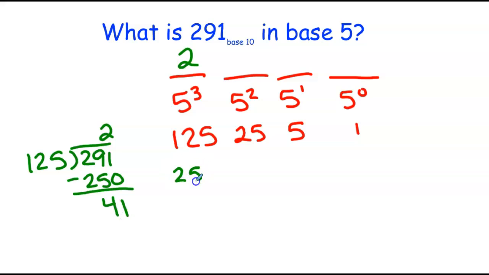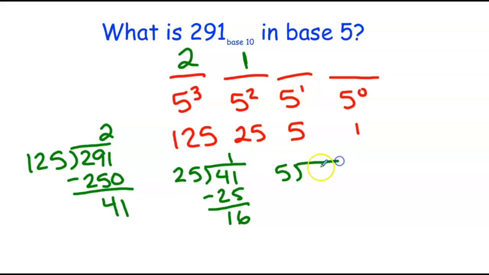How many 25s go into that 41? Well, it goes in one time, so there's one there. And if we multiply that out, there are 16 left over. And then I'm looking at the next stage, which is just 5 to the first, or 5. How many fives go into that number of 16? Well, there are three of them. So I put 3 here. 3 fives is 15. And there is one left over.